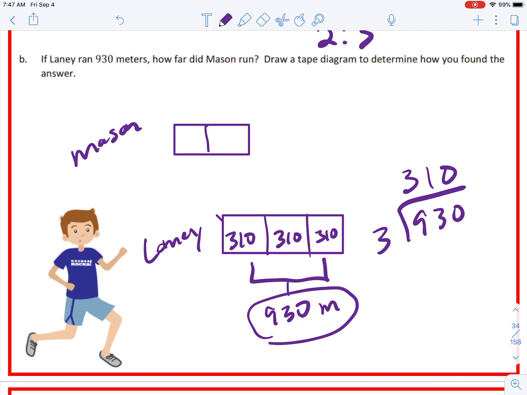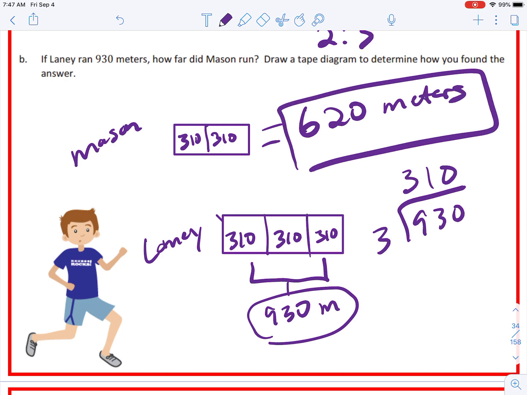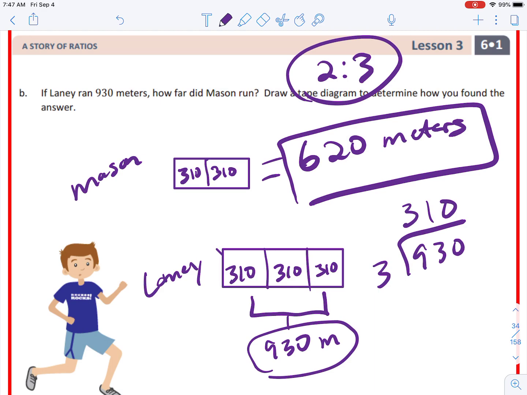Now we have to do the same thing to Mason and add 310 meters in each of his units, but he only has 2. So 310 plus 310 is going to equal 620 meters. And that's how far he ran with the ratio of 2 to 3.